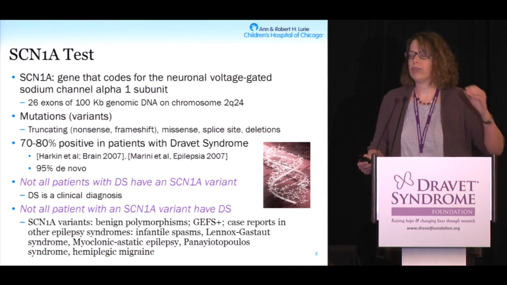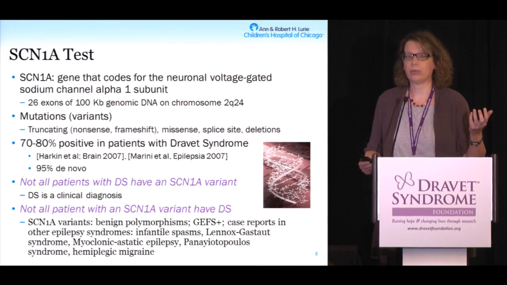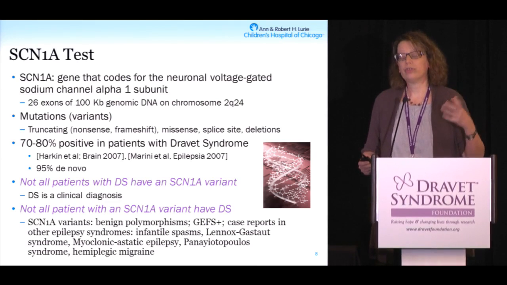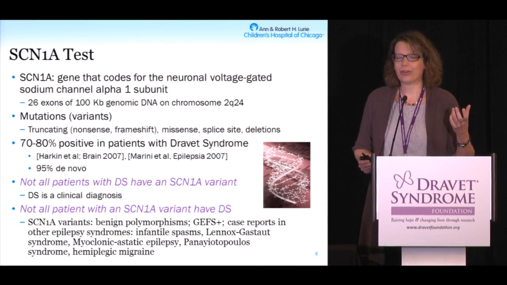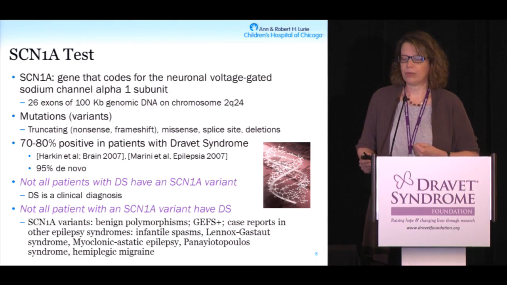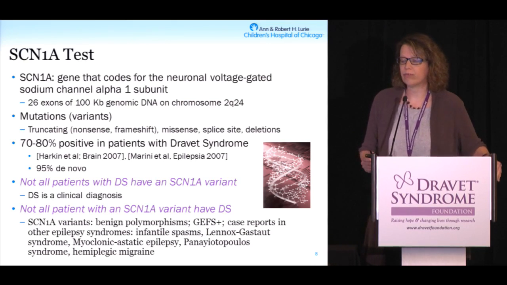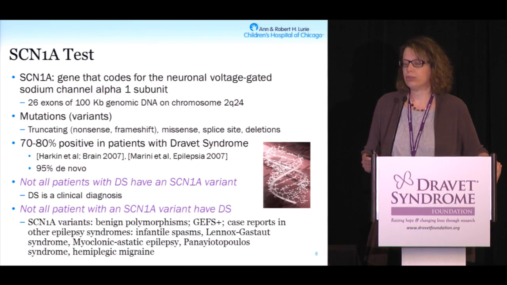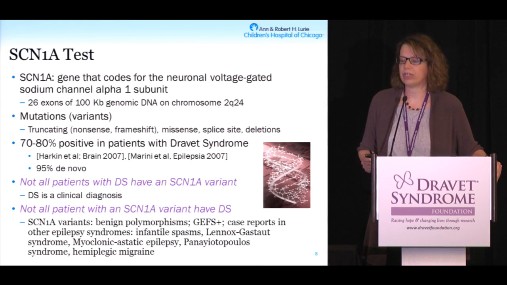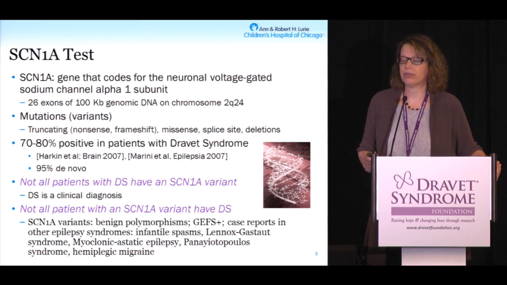Now, even though Dravet syndrome is a clinical diagnosis, it is highly associated with an SCN1A variant. Therefore, just a quick note, because I know you're going to have a talk later on the genetics of Dravet syndrome. As you are aware, the SCN1A is a gene that codes for a neuronal voltage-gated sodium channel in the alpha-1 subunit on chromosome 2, with a variety of mutations that can be seen. It's highly associated in Dravet syndrome, listed there as 70 to 80% from studies that were back in 2007.